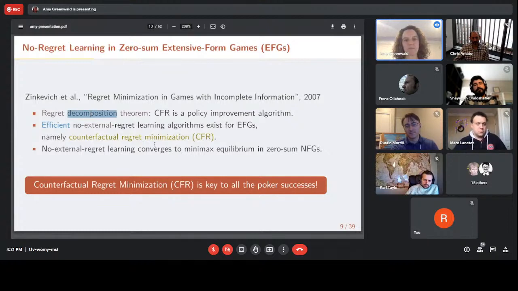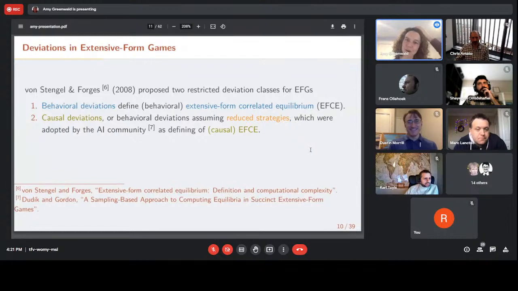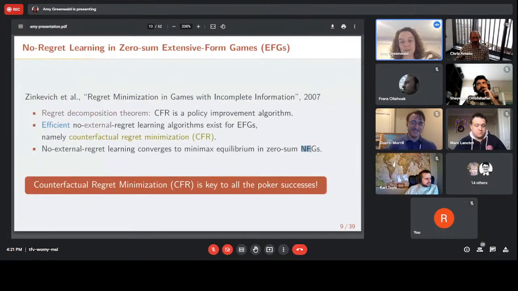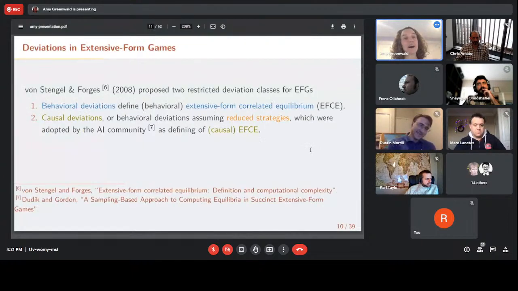And we have the same kind of results: it achieves no external regret, so it is learning a minimax equilibrium in zero-sum extensive form games. That's the whole point. Okay, so counterfactual regret minimization, big breakthrough. All right, so that's great for zero-sum games. Now, what about general-sum, non-zero-sum games?